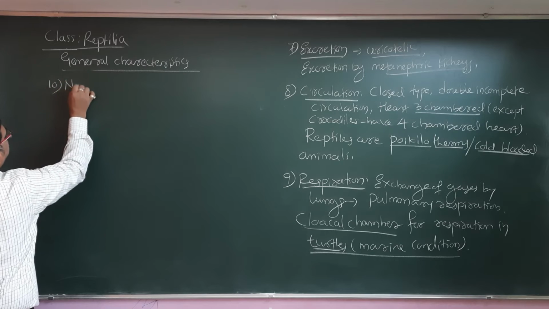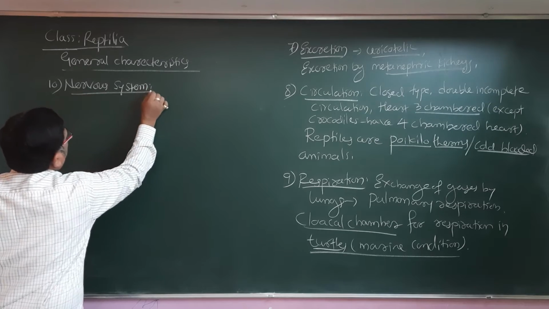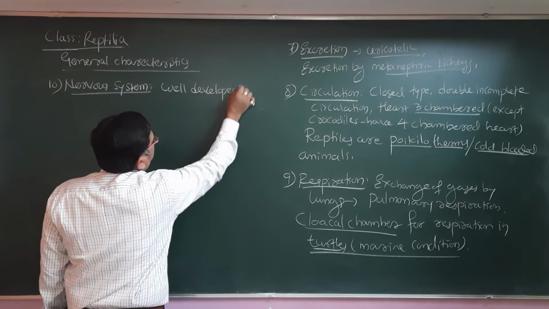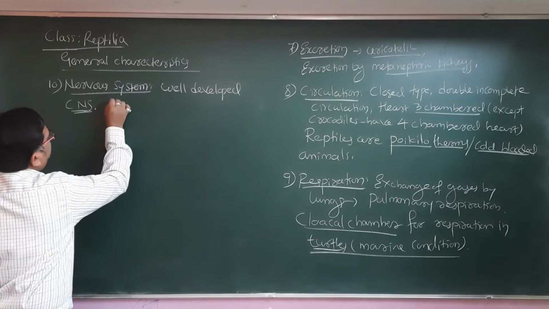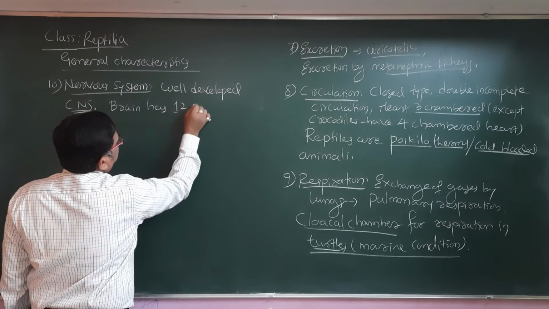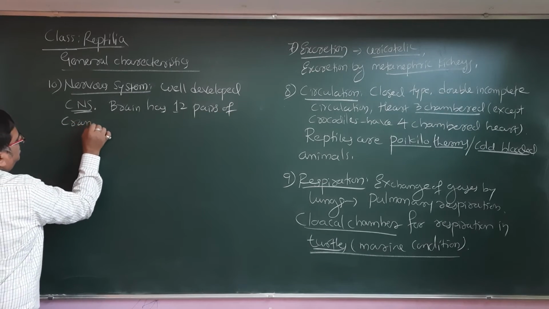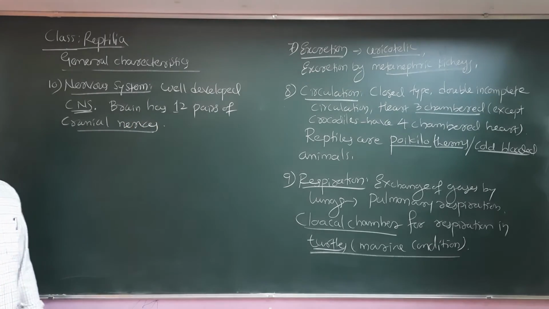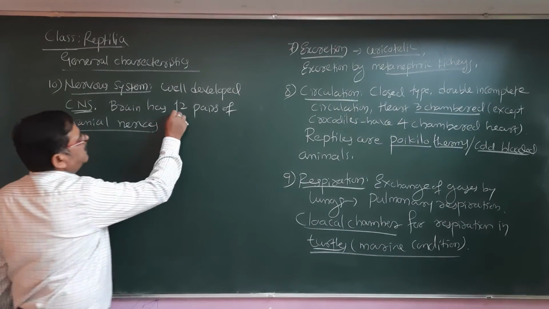Their nervous system has a well developed CNS, central nervous system. The brain has 12 pairs of cranial nerves. In the earlier cases, like fishes and amphibians, the cranial nerves are only 10 pairs, but here there are 12 pairs of cranial nerves.